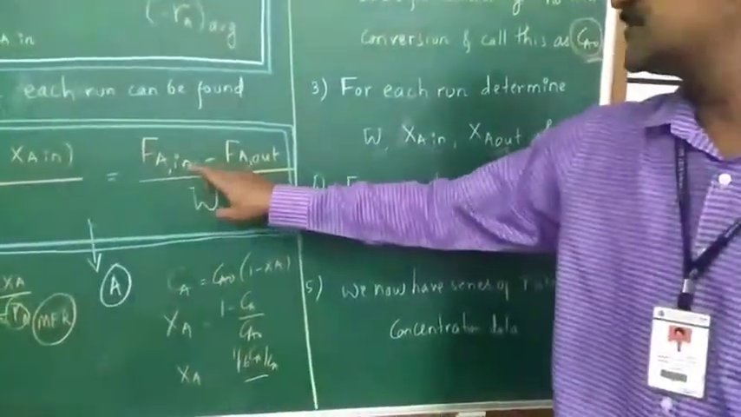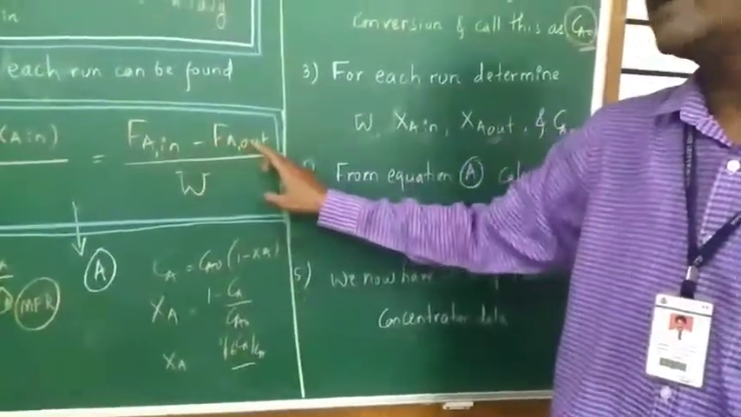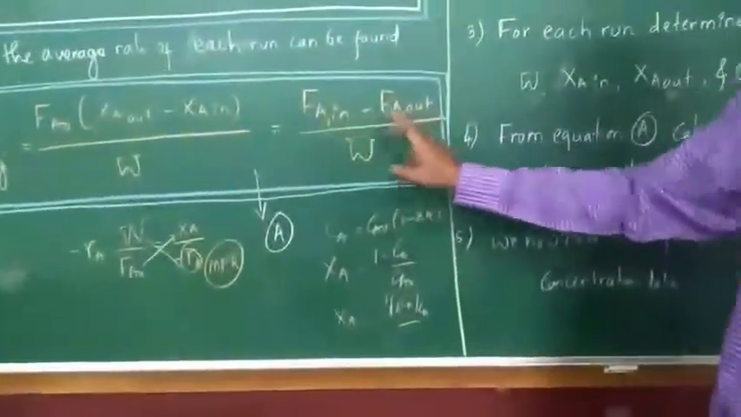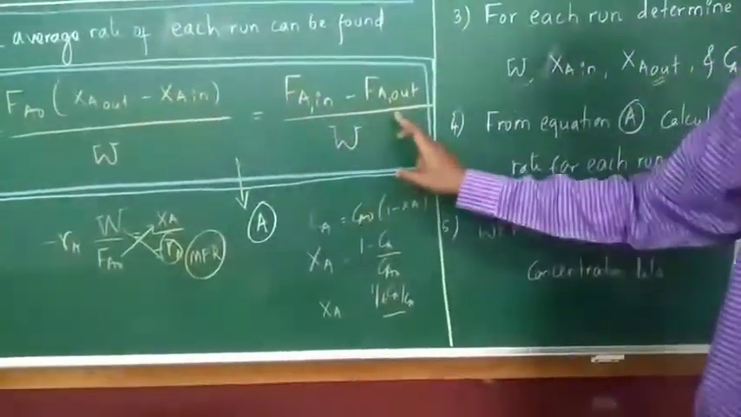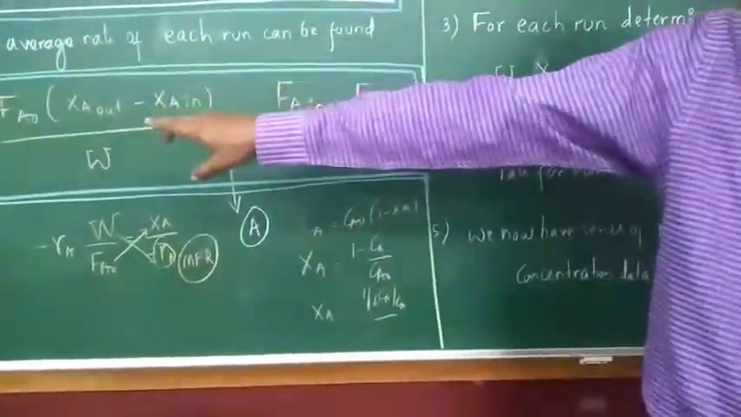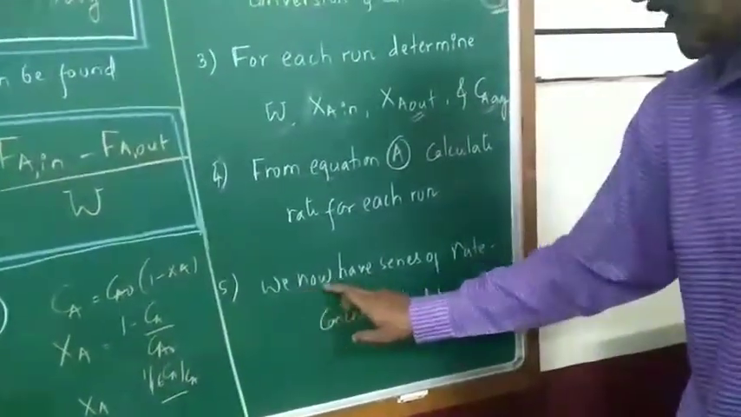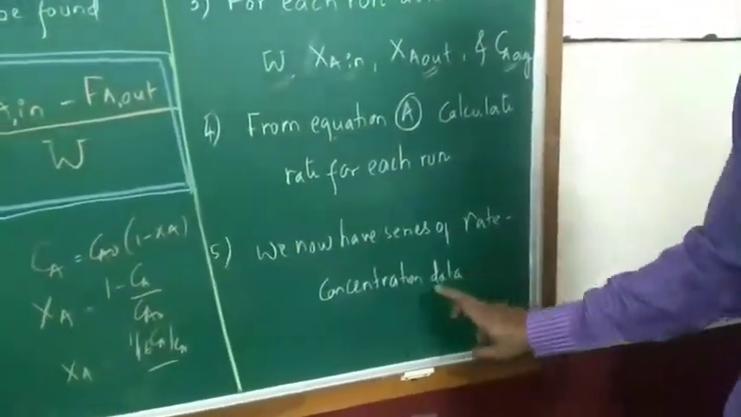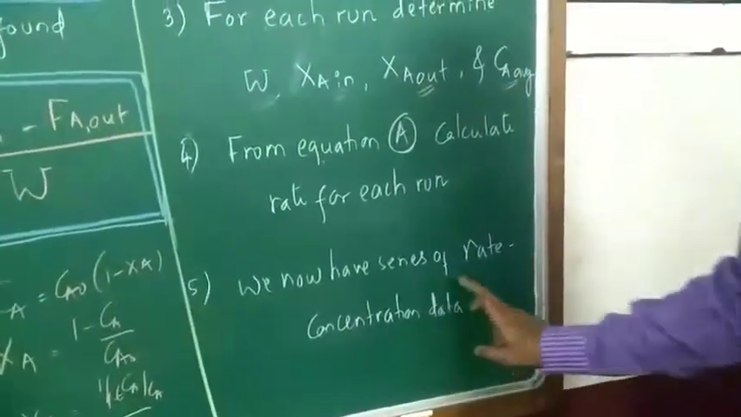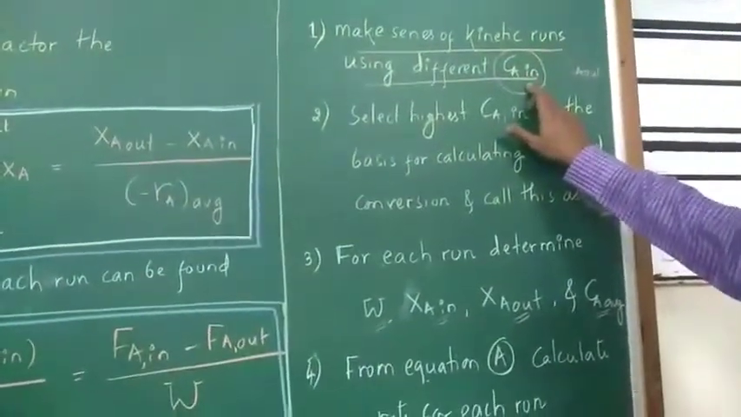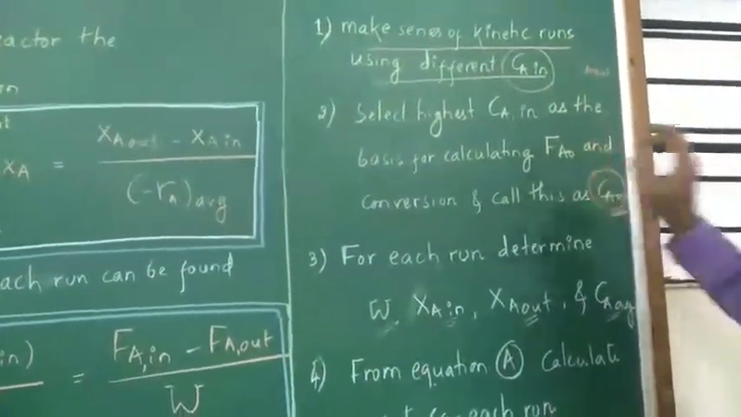So you will be changing CA in, and definitely CA out will be different. Therefore, for the first run you will get minus Ra1, second run you will get minus Ra2, third run you will get minus Ra3. Similarly, you can calculate the rate for each run. We now have a series of rate versus concentration data. So rate will be calculated with respect to various values of CA in. So you have CA in, CA out, and rate.